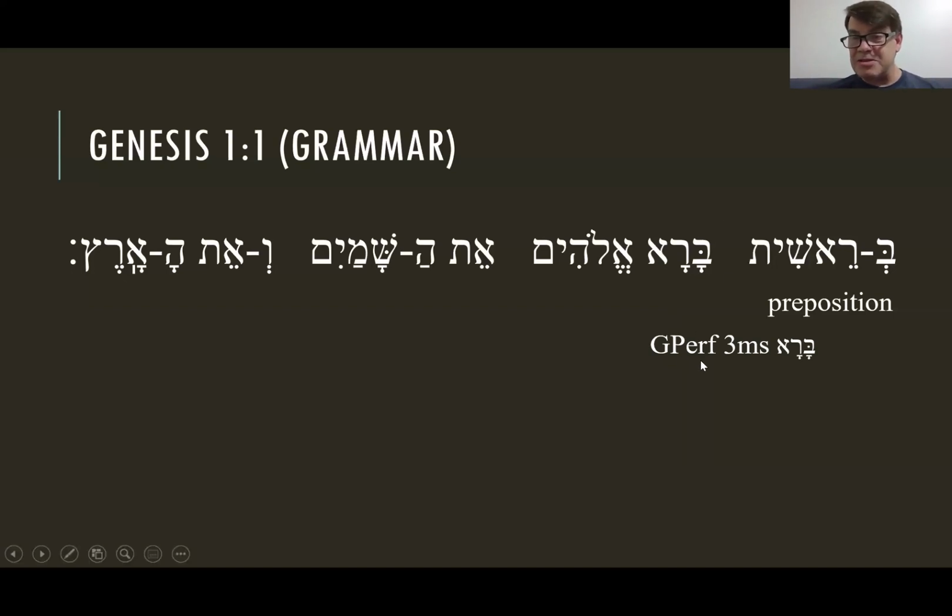Perfect is the tense. To start off with, let's say there are two tenses in Hebrew, the perfect and the imperfect. Now, these are strange words.